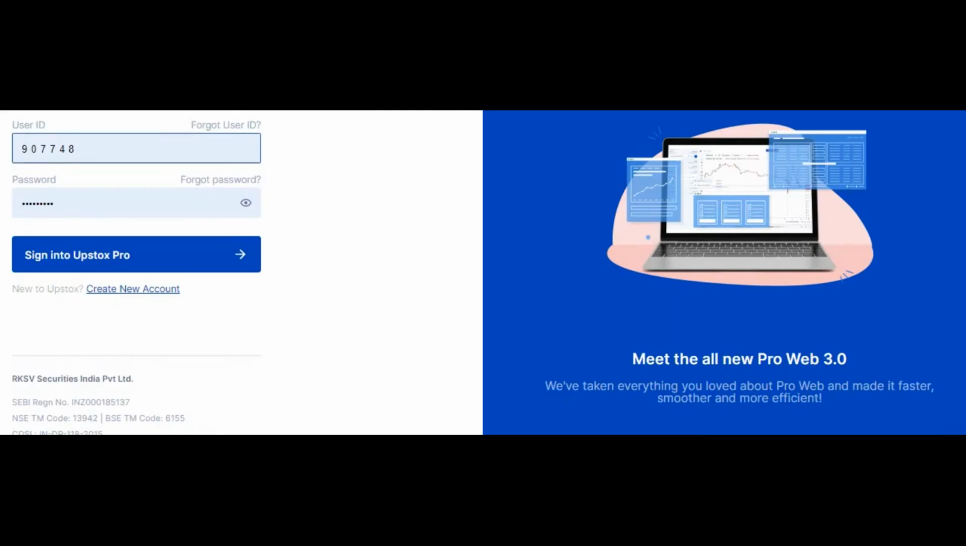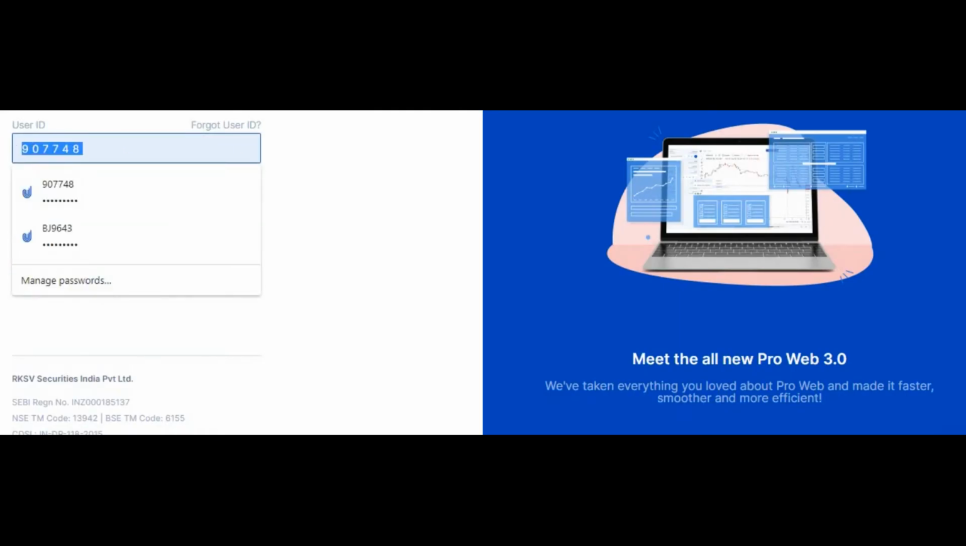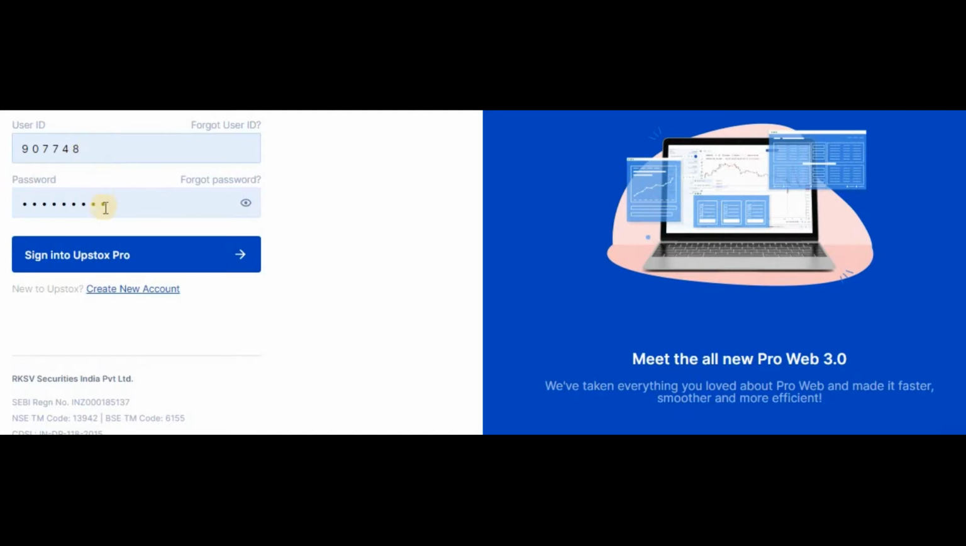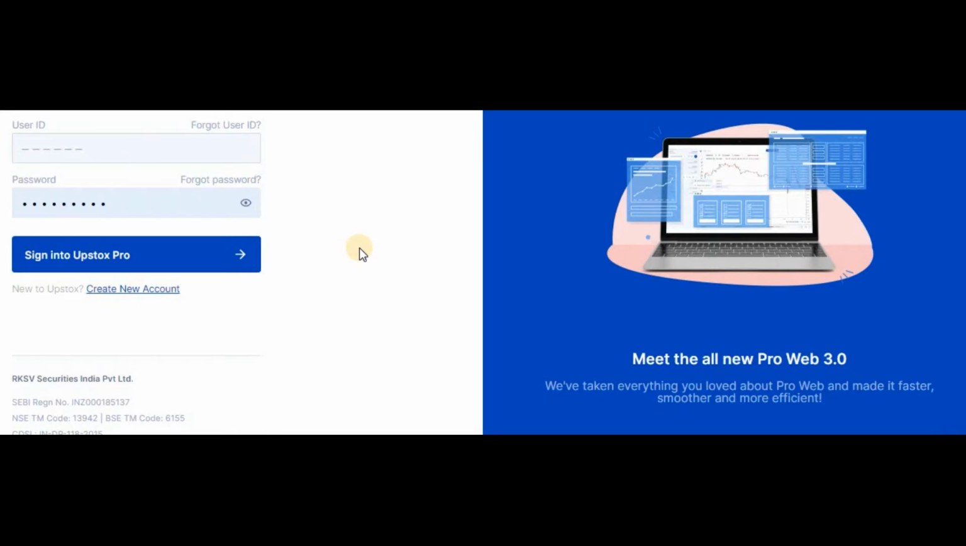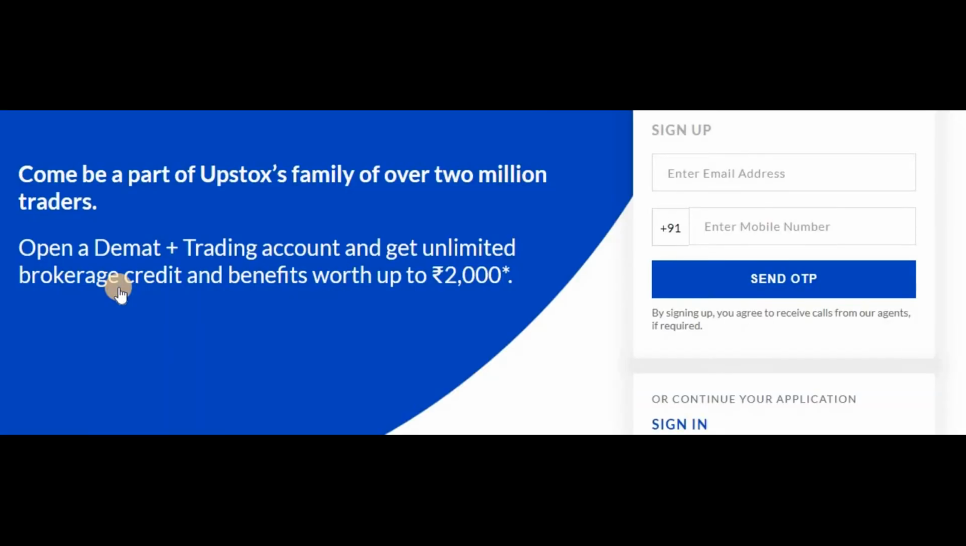Okay, so this is about your Upstox. So you'll get your username, password and all these things. Here you can type your username and password if you are a member, or otherwise just simply go for create new account. If you press create new account, it is going to ask you these questions. Just simply follow the procedure and you will go through this. Open a Demat Plus trading account and get unlimited brokerage credit benefits worth up to 2000 rupees.